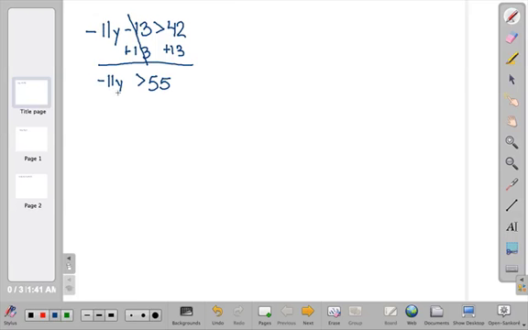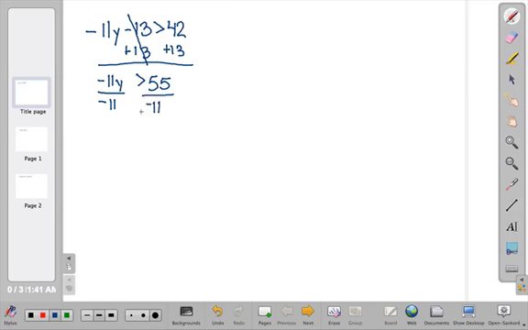Now we're going to start again. What number is on the same side as the variable? Negative 11. What operation is going on to it? We're multiplying because there's no operation between these two. The opposite of that is dividing. So that means we're going to divide both sides by negative 11.